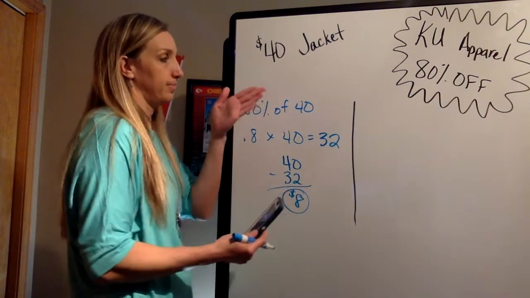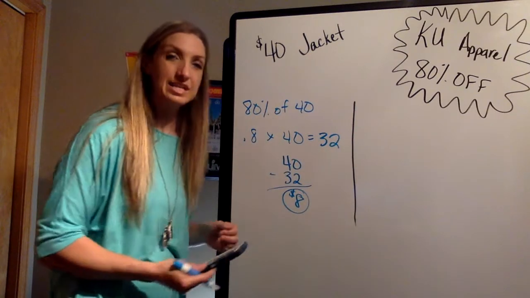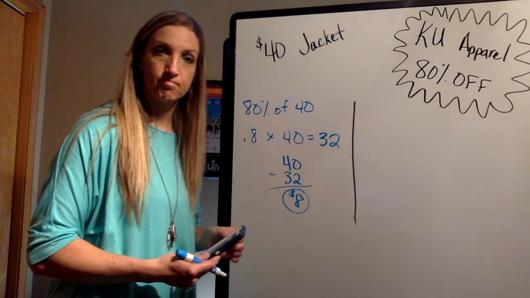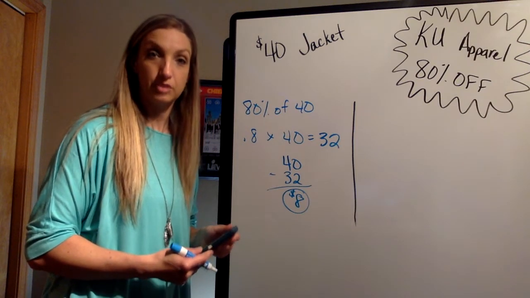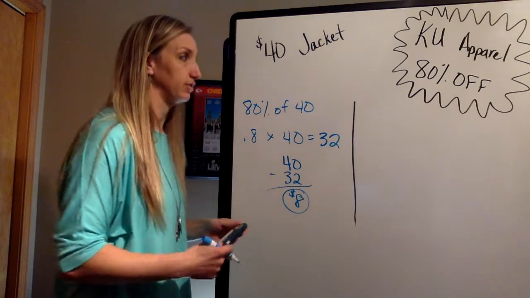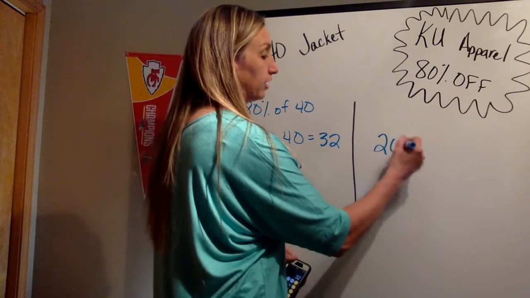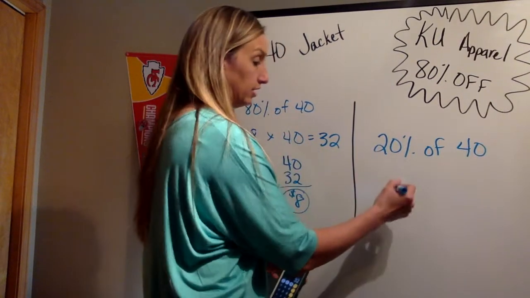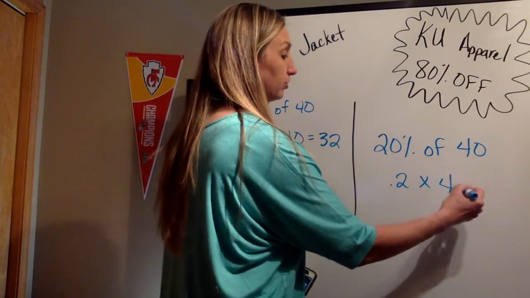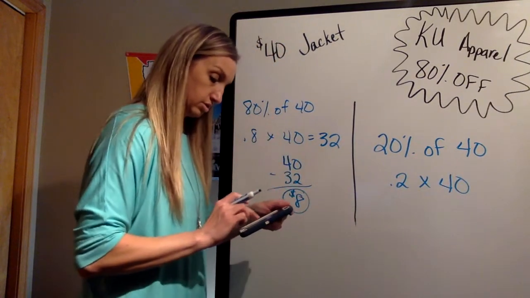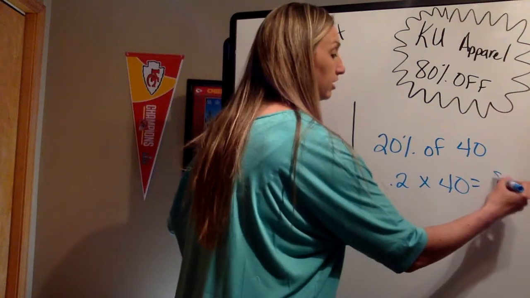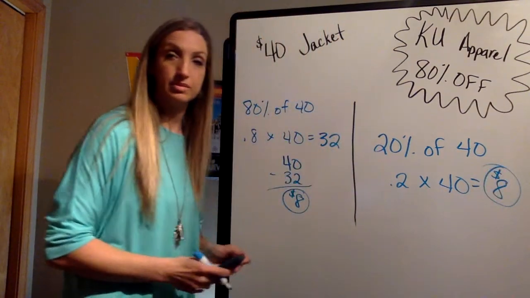But a more efficient way: if it's 80% off, then what percent are we actually paying for? 20%. We're actually paying for 20% of it. So we could just find 20% of 40. I punch in 0.2 times 40, and I got $8 in one step instead of two.